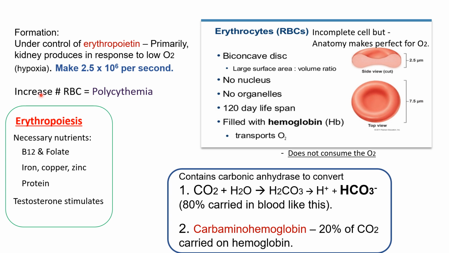But if you make too many, for instance, if you have too much signaling to make red blood cells, we call that polycythemia. So if you have an increase in red blood cells due to signaling and so forth, that's called polycythemia. But that process of making red blood cells is collectively known as erythropoiesis. Hematopoiesis is the process of making all of the blood cells. Erythropoiesis is the process of making red blood cells, and they're distinct.